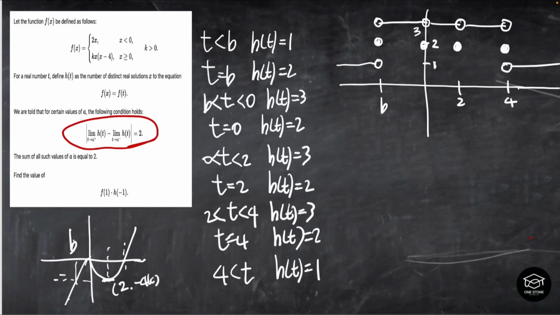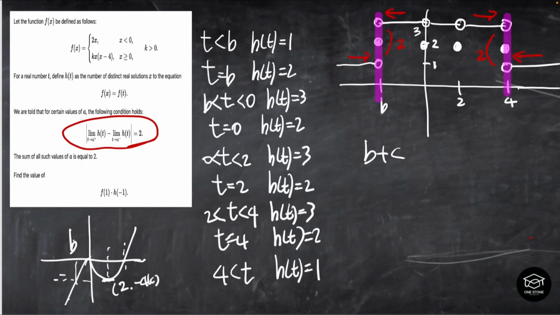From this graph, we see that the points where the difference between the left-hand limit and the right-hand limit of h of t equals 2 are t equals b and t equals 4. At t equals b, as t approaches b from the left, h of t equals 1. As t approaches b from the right, h of t equals 3. The difference is 2. At t equals 4, as t approaches 4 from the left, h of t equals 3. As t approaches 4 from the right, h of t equals 1. The difference is also 2.